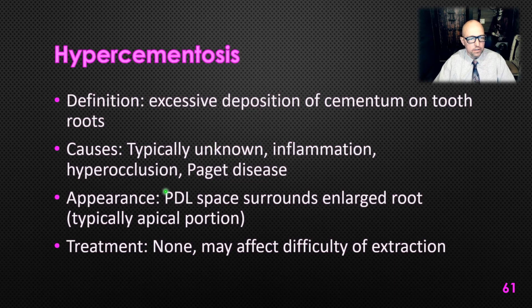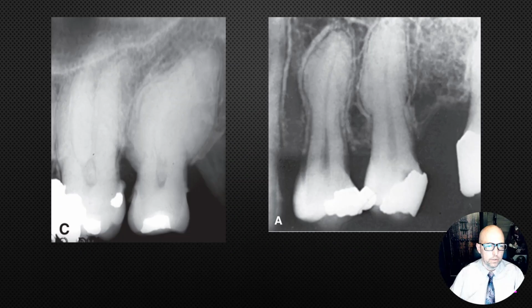There are certain things it's associated with, which we don't really need to get into. But really the takeaway from this is it might affect the difficulty of extraction. It creates a bulbous root apex. And so if you're trying to extract a tooth, obviously it's a lot easier to extract a conical root than something that has a ball at the end, so a bulbous root. This is a pretty extreme example right here of this molar.